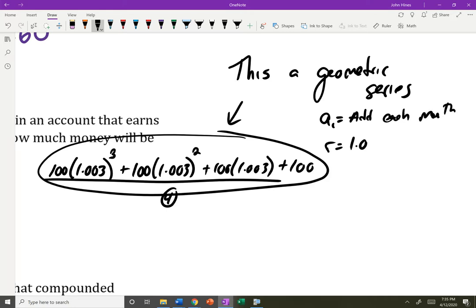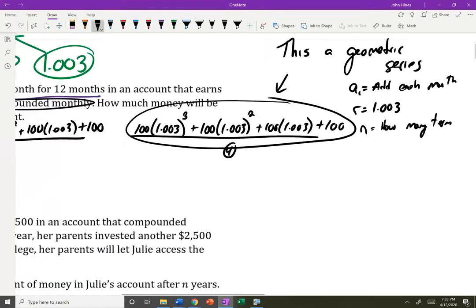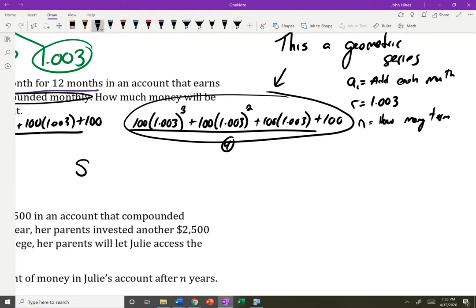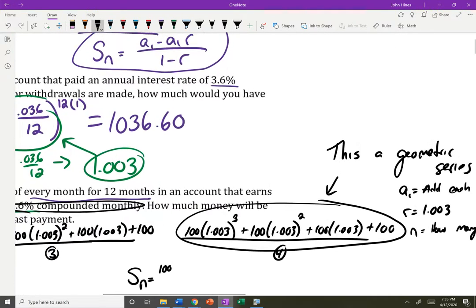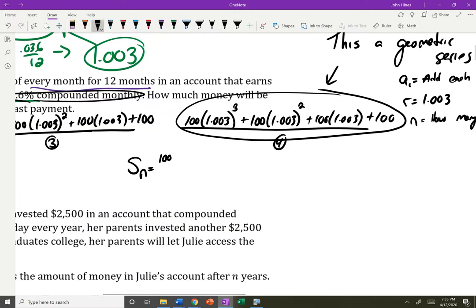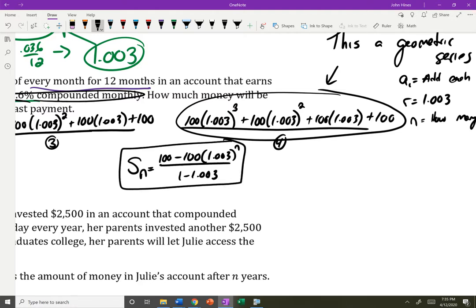R is that multiplier, that interest factor. And N is how many terms I'm adding up. How many terms? So at any month, I can say I have $100. I'm using that geometric series formula we developed in the last lesson: 100 minus 100 times R to the N over 1 minus R. This formula tells me the amount of money I've saved up at the end of any month.